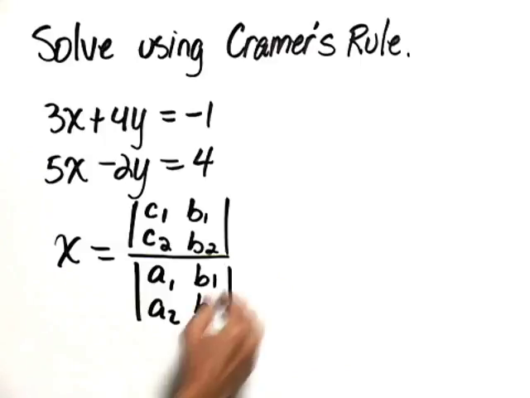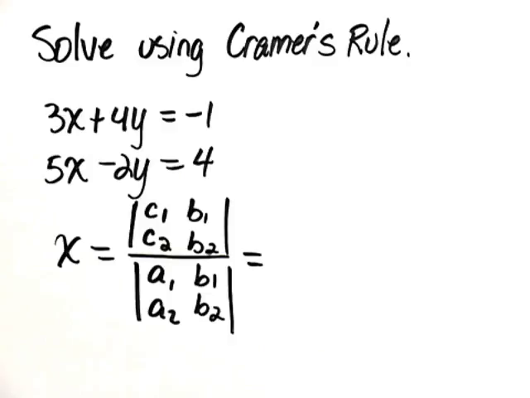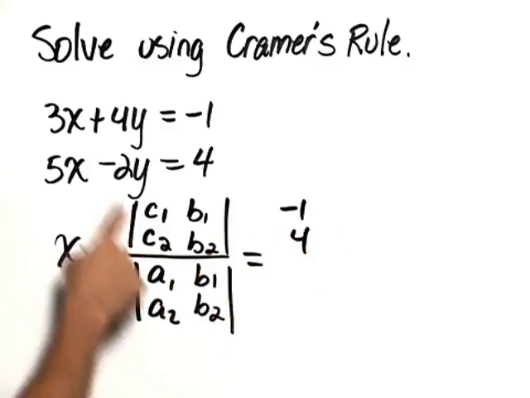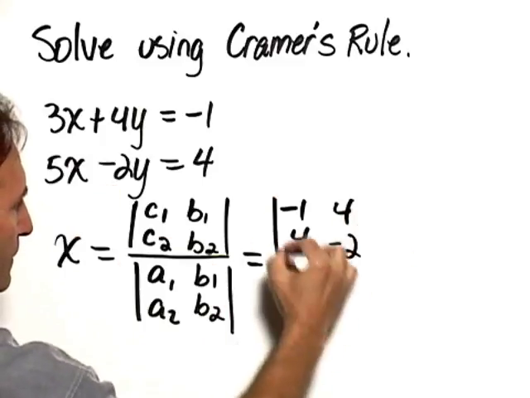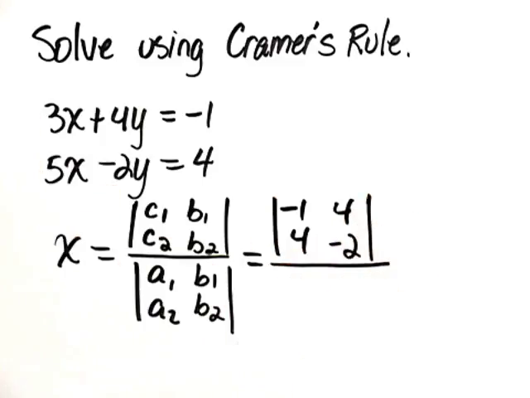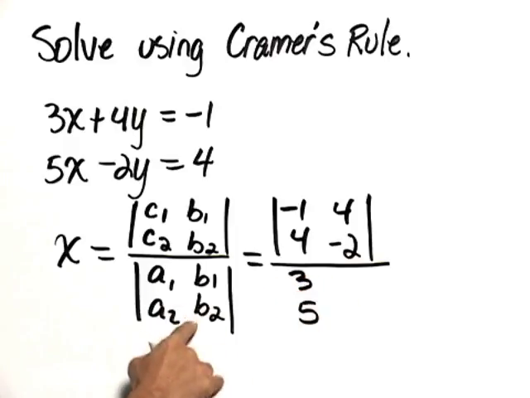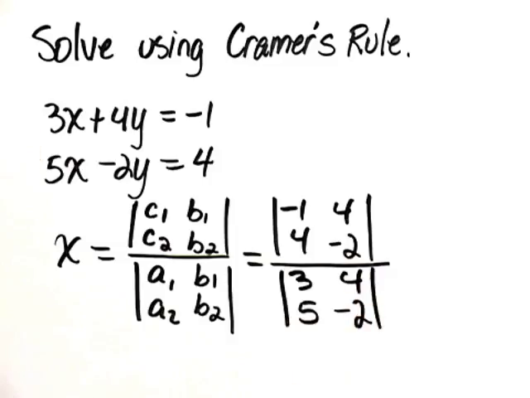This is equal to then, making our substitutions, c1, c2 is -1 and 4. -1, 4. b1, b2 are the coefficients of y, 4 and -2. The determinant here is the determinant of the coefficients, so a1, a2 is 3, 5, and b1, b2 we just said was 4 and -2.